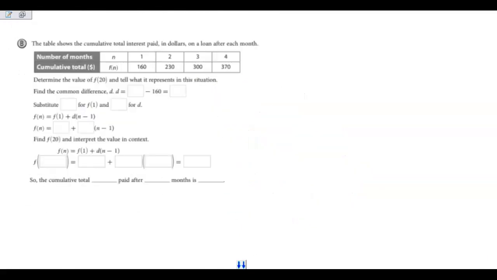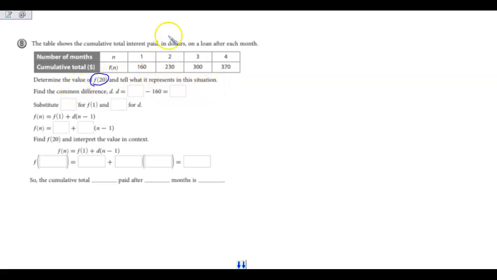Example B says the table shows a cumulative total interest paid in dollars on a loan after each month. The number of months is our top. Our cost, the cumulative total, is the bottom. This is my independent, this is my dependent. Determine the value of the function of the 20th term and tell what it represents in this situation.